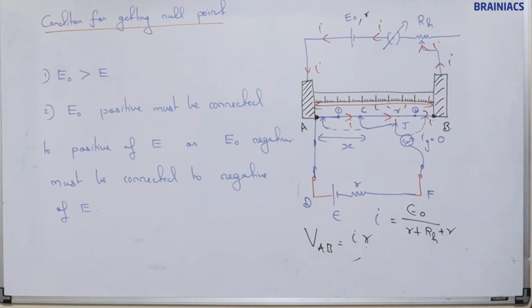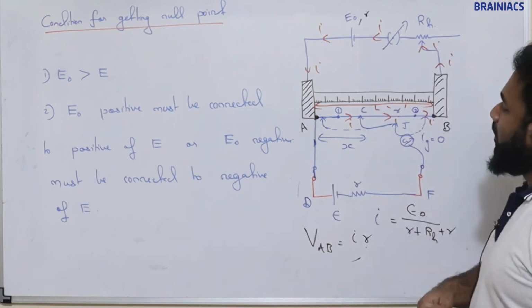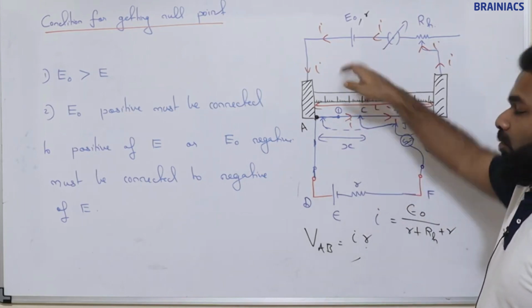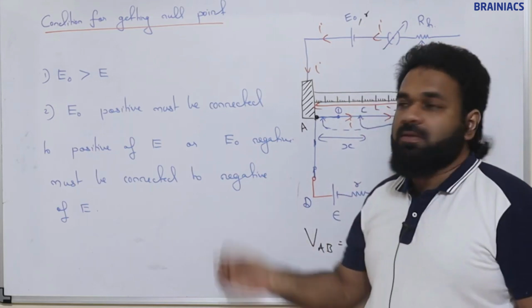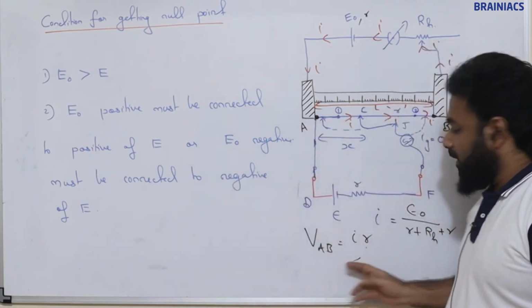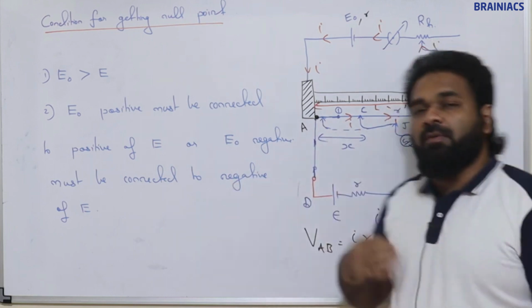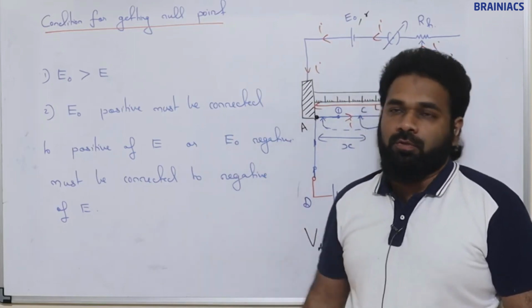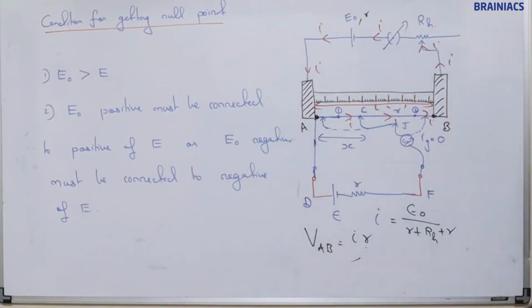So if they want to make the question very tough, they can make them the same polarity. One option can be that there won't be any null point. We will be trying to find out using this method, and even if we get any answer wrongly, that will also be there in the options. So note down these conditions.